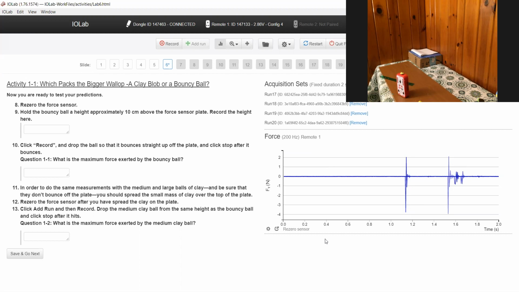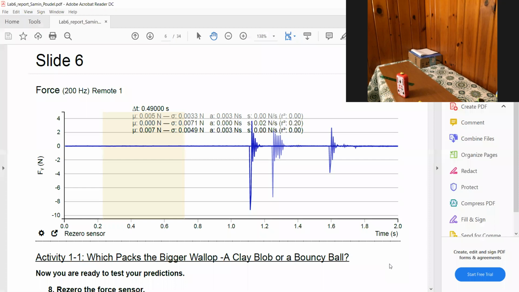Let me share this. This is what I already did. This was with the bouncy ball, that was with a similar weight clay ball, and that was with the larger mass clay ball. While measuring the maximum height, you can take it from up to right around here. That was the maximum height for the bouncy ball. Then you can measure this height and write it as asked for the bouncy ball.